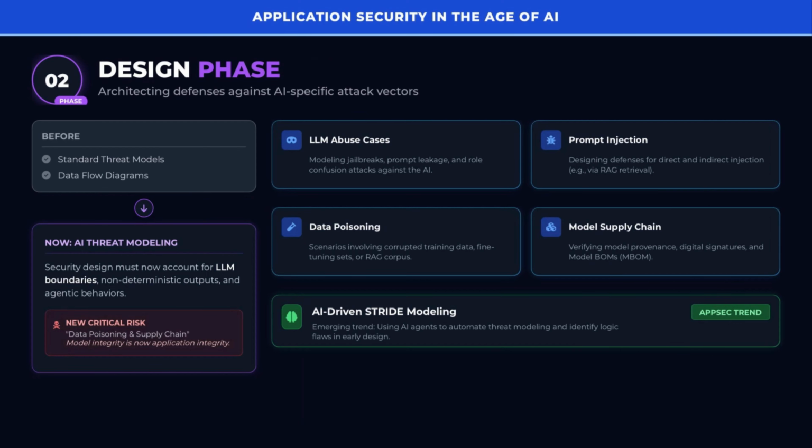Moving into design, our threat models must evolve. Historically, we drew data flow diagrams and considered standard threats. But now we are dealing with large language models, LLMs, that can produce non-deterministic outputs and even act as agents. We need AI threat modeling that includes boundaries for model behavior and safeguards against data poisoning. Supply chain integrity now means verifying not only code dependencies, but also the models and training data we consume. When AI changes the code path, model integrity becomes application integrity. Designing with these realities in mind is how we build resilient systems.